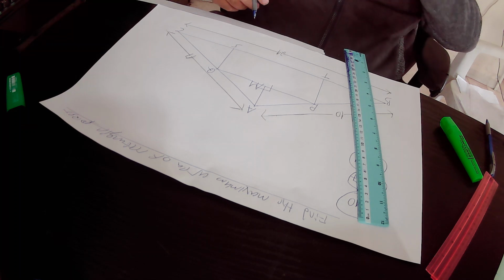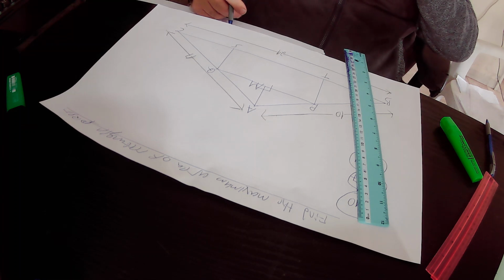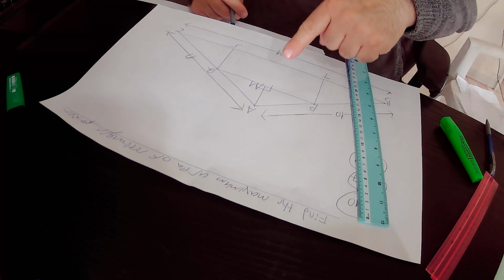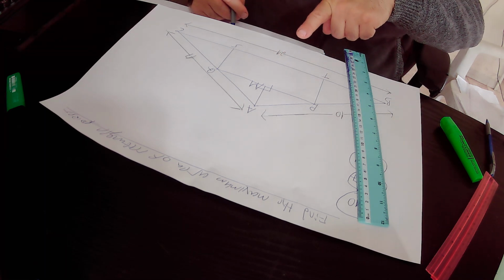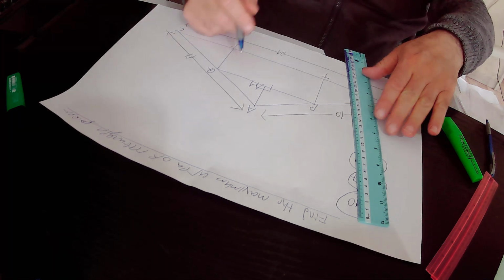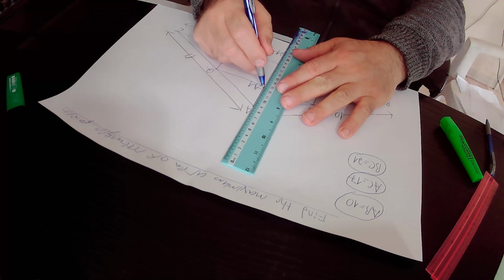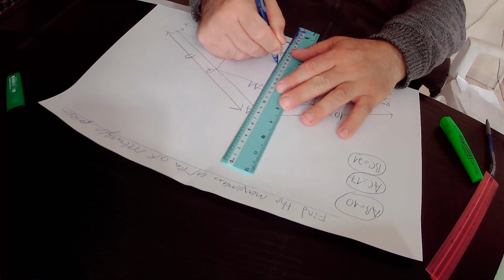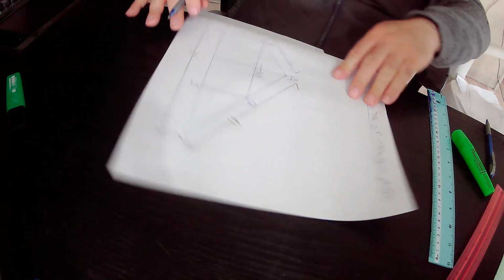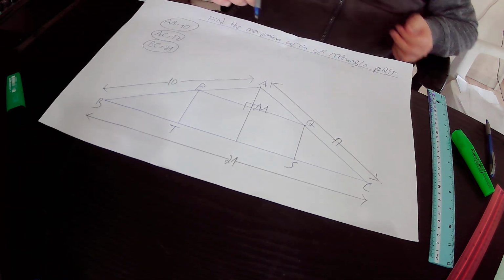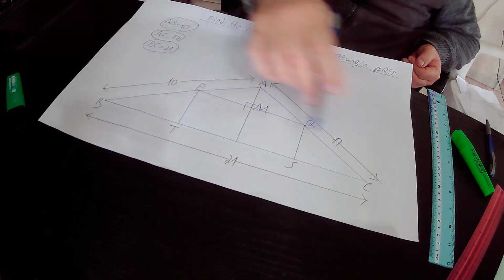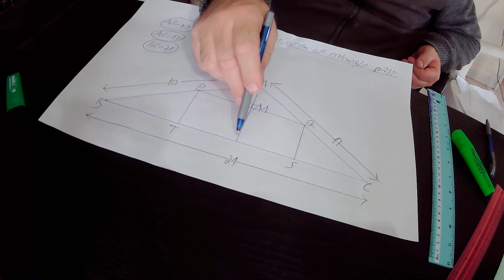In the next step, we'll extend the perpendicular AM by a straight line until it touches side BC of this triangle ABC. And we will define the touching point of the extended perpendicular AM with this side BC of triangle ABC, this point, as N.